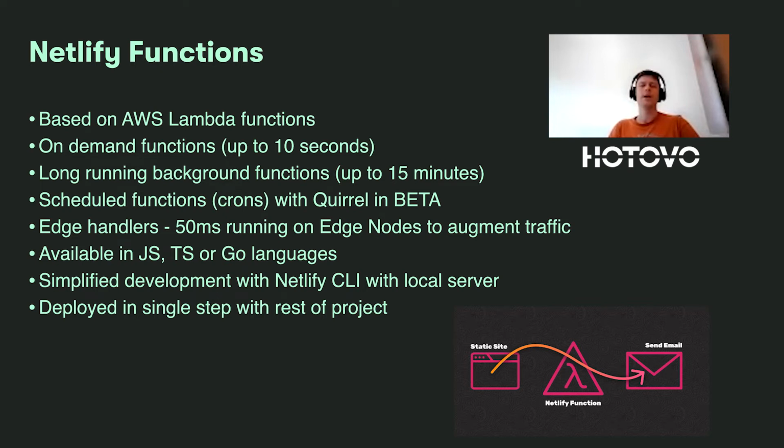A very special kind of function is the edge handlers. These are functions which run directly on the CDN edge nodes, and they are restricted to a 50 millisecond lifetime and are used to augment the traffic. For example, one use case could be that depending on the headers of the request, you redirect or serve the content with a different language variant for the visitors, or you could collect some metadata or traffic information. And these Netlify Functions can be written in 3 different languages.